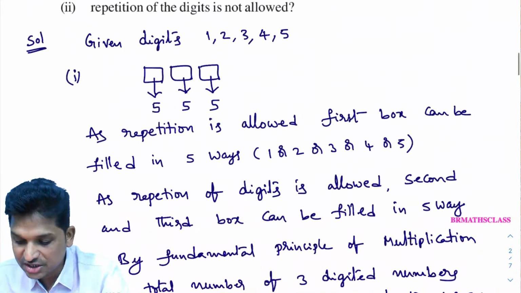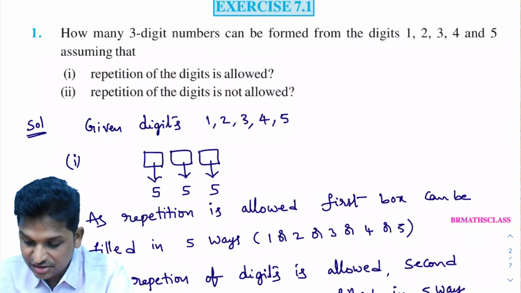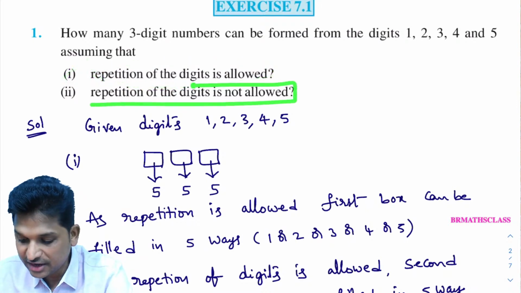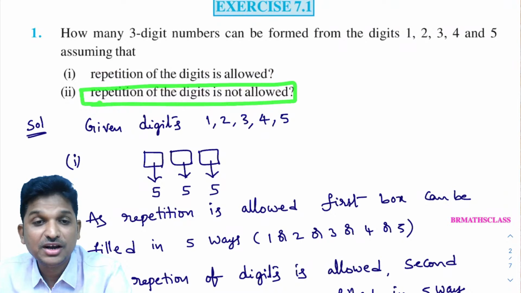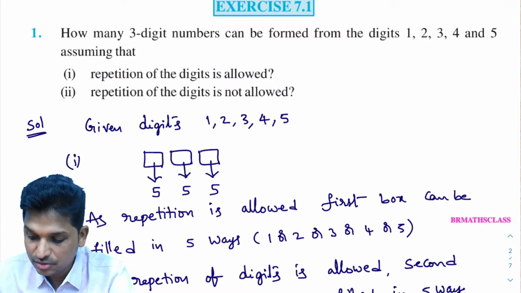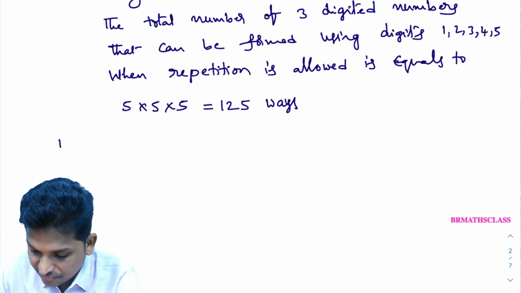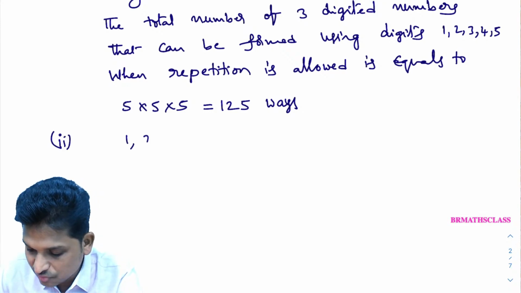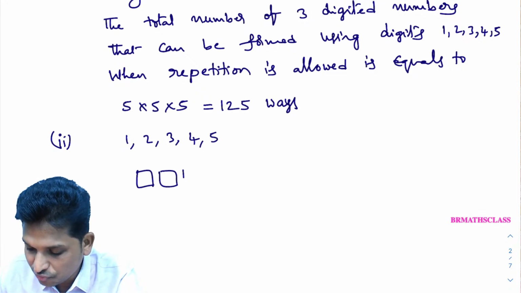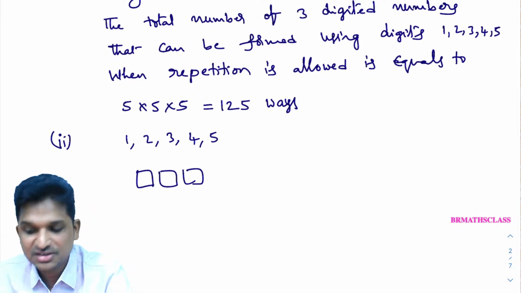Okay. So in this question, what they are asking here, the first bit is over: repetition of digits is allowed. When repetition of digits is not allowed, this is important. When repetition of digits is not allowed, then how many 3-digit numbers can we form? Okay, second bit. First point: what are the given digits? 1, 2, 3, 4, 5. These are the given digits. What do I want to form? I want to form a 3-digit number such that repetition of digits is not allowed. Correct?